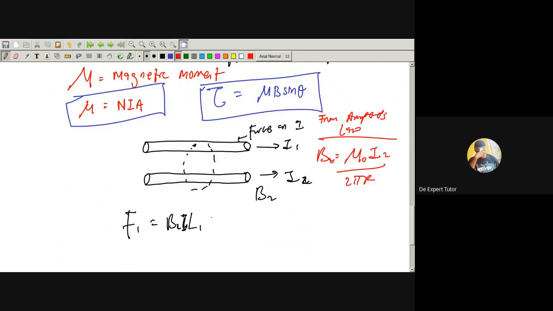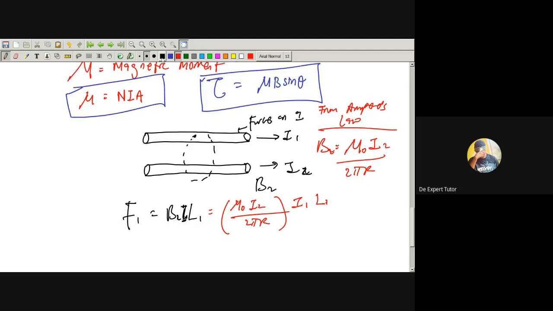So if they give you a question, you observe. Don't worry, you will be solving many questions. So what's my B2? Mu naught I2 over 2 pi r. Then I have I1, N1, all together. So how do we now find the force F1? Therefore, the force F1 will be equal to mu naught I1 I2 all over 2 pi r. Please keep this formula somewhere.